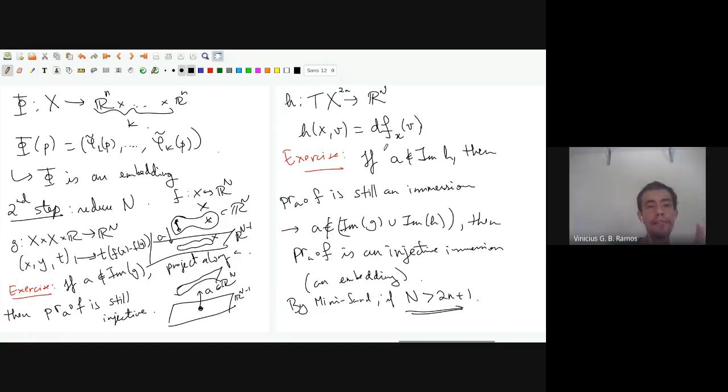So it's not that every phi is an embedding. So remember what you need to have an embedding is you need to be immersive and you need to be one-to-one.